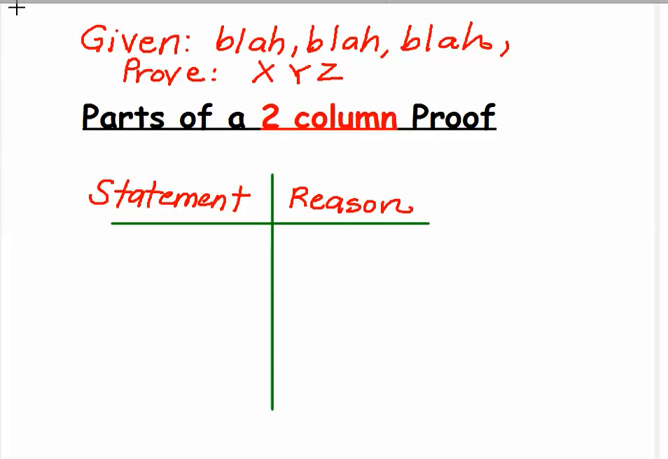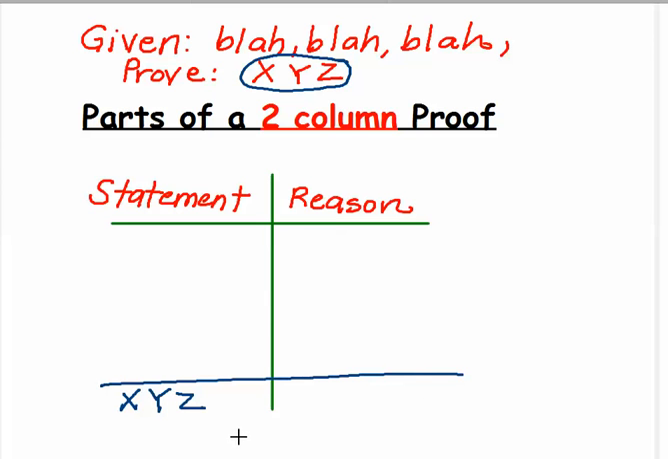The kind of cool thing about the thing you have to prove is that you always know this is going to be your very last statement. It's always going to go right down here. So you can actually complete part of your proof by just putting it down there. You may not know the reason for it yet, but you can at least put this down here. So I could just put a little row right there.